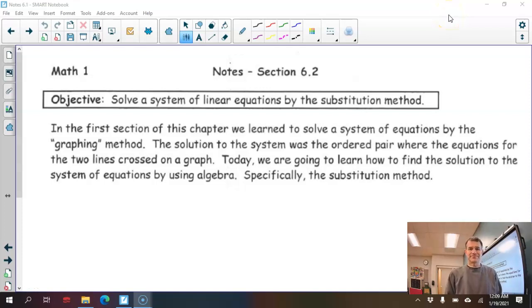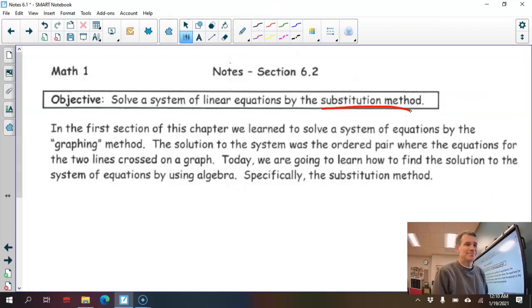Hey, Math 1. We are going to do the notes for Section 6.2, Chapter 6, Section 2. Continue solving systems of equations. We're going to learn a new method today. So here we go. Our goal today is to solve a system of linear equations by what's called the substitution method.